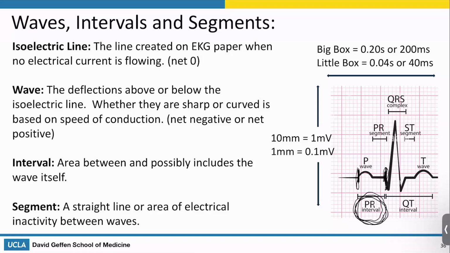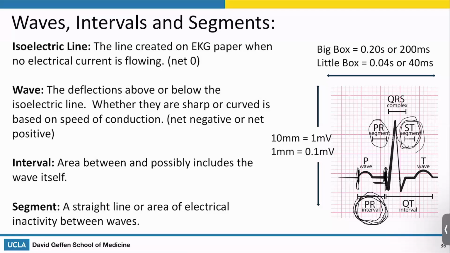A segment is a straight line or area of electrical inactivity between waves. Remember how we talked about if we don't include the wave here, that's going to be the PR segment. Okay, so right here, PR segment, ST segment. Now the ST segment is important to keep in mind because when we're talking about the ST segment, we're actually talking about that ST elevation. The ST segment is either up or down based on if somebody might be having ischemia or injury.